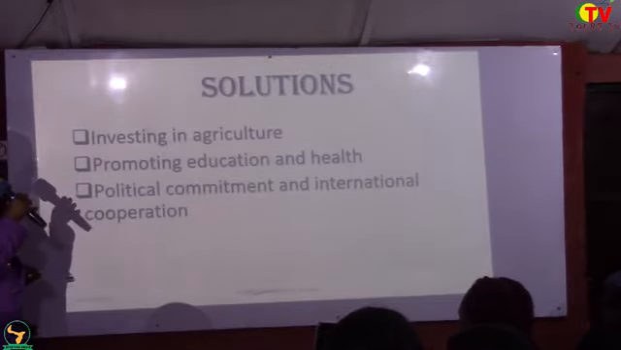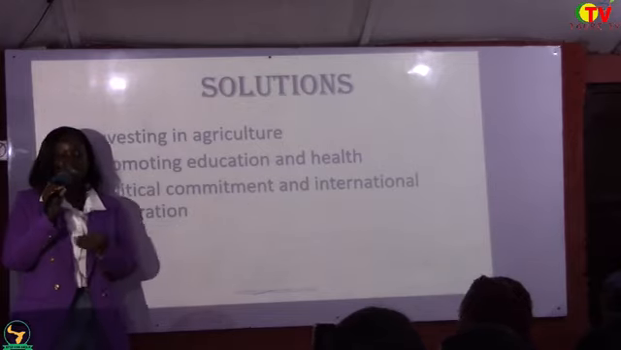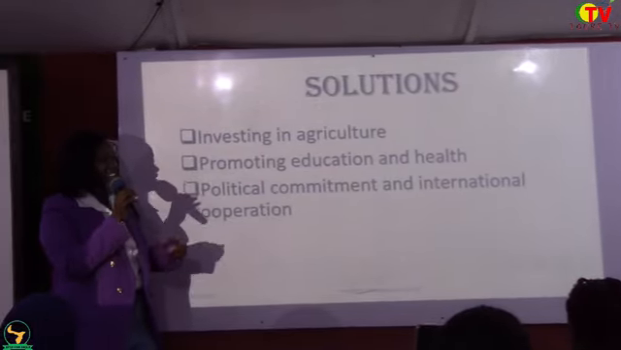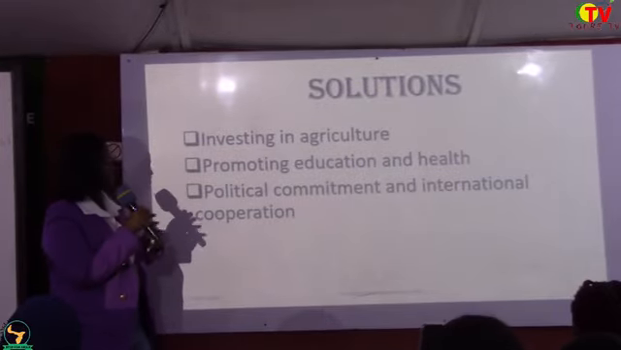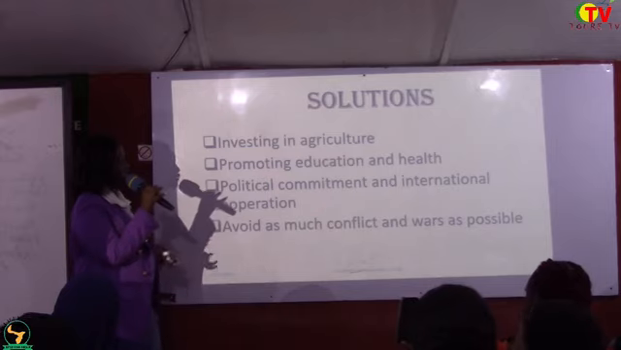Political commitment and international cooperation. Countries must help each other by creating some organization that may address and prioritize hunger. And lastly, avoid as much conflict and wars as possible.